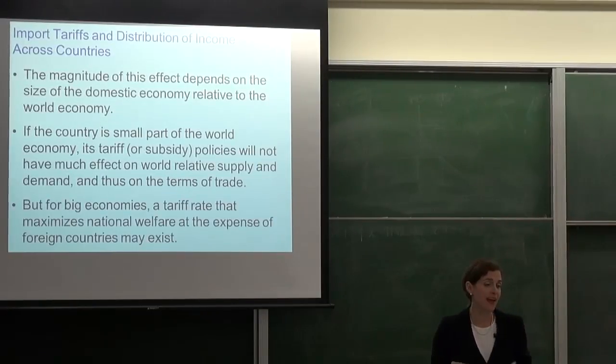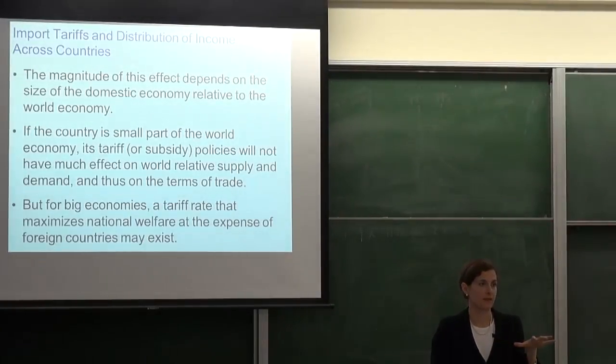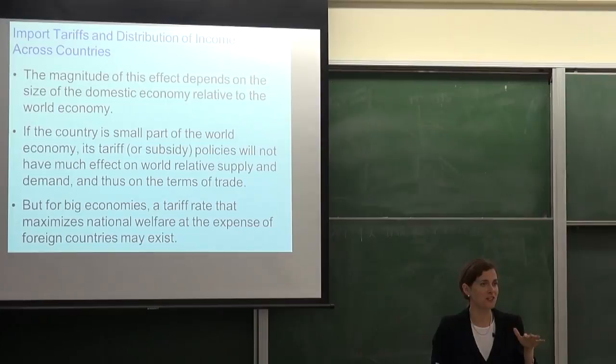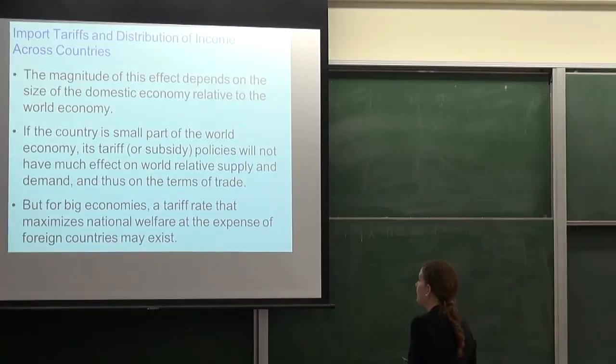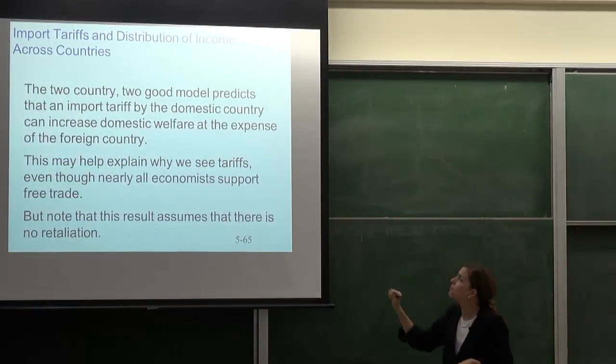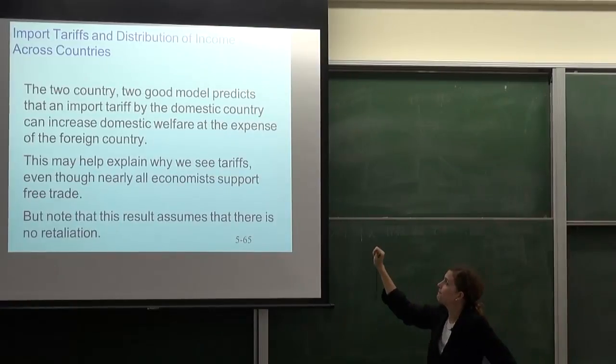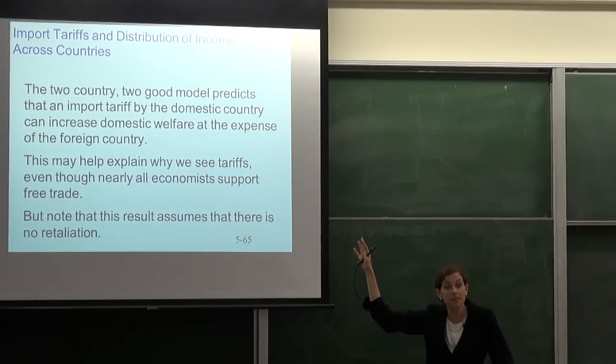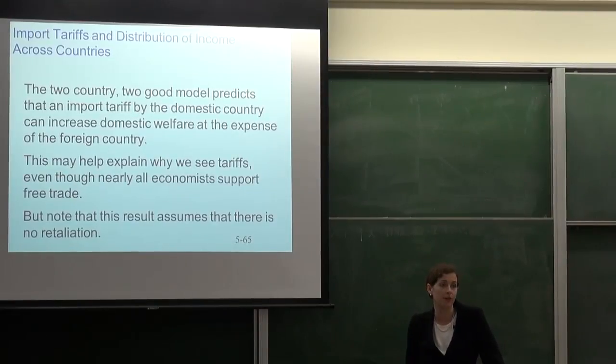And I think you see that in global discussions about trade. It's always the big countries who want to keep on tariffs, and it's usually the small countries who want free trade. So in our two country, two good model, this predicts that an import tariff by the domestic country can possibly increase domestic welfare at the expense of the trading partner. Right? In this example, it would be Japan versus the US.